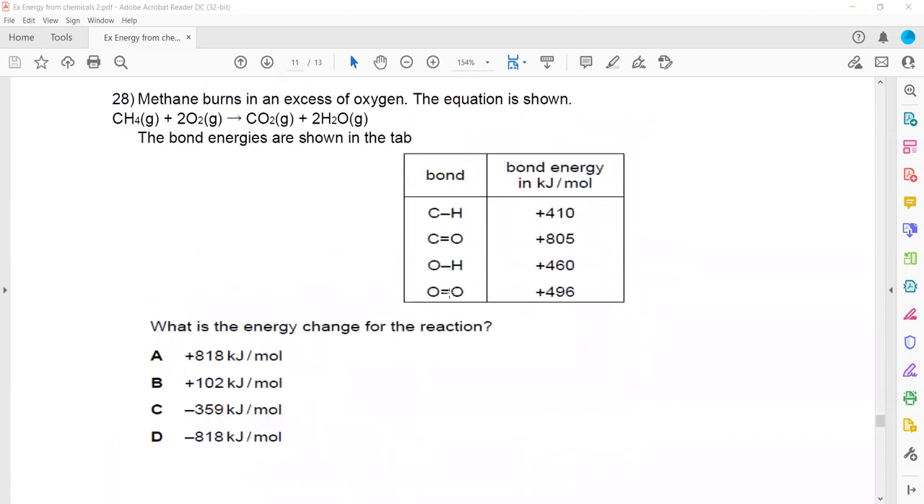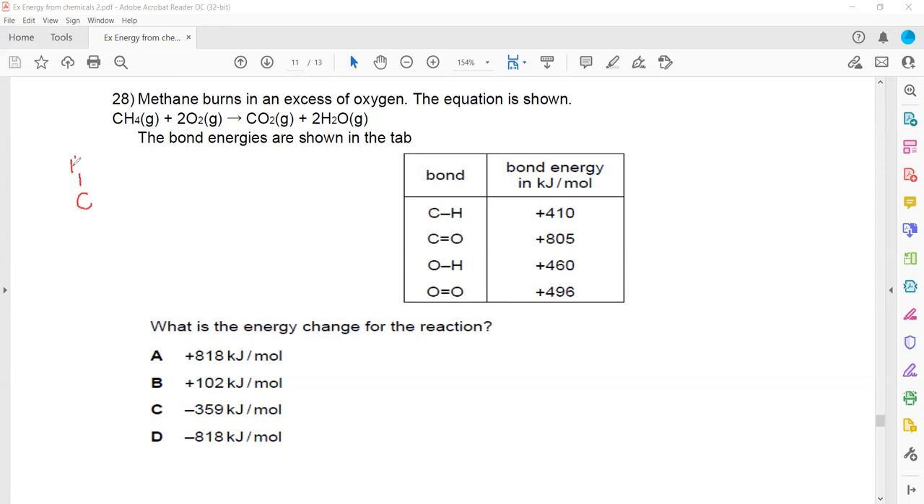So another question, we have to calculate the energy change. Methane is there, reacting with oxygen. This one I want everyone to solve and state the right answer. I will show the bonds.